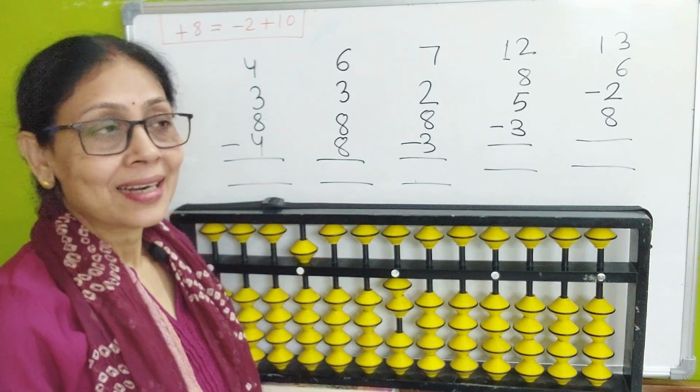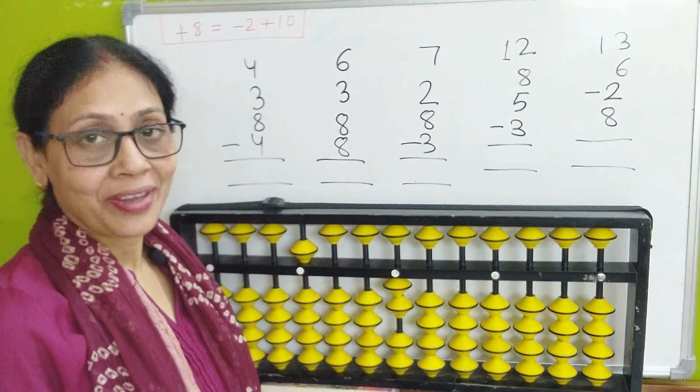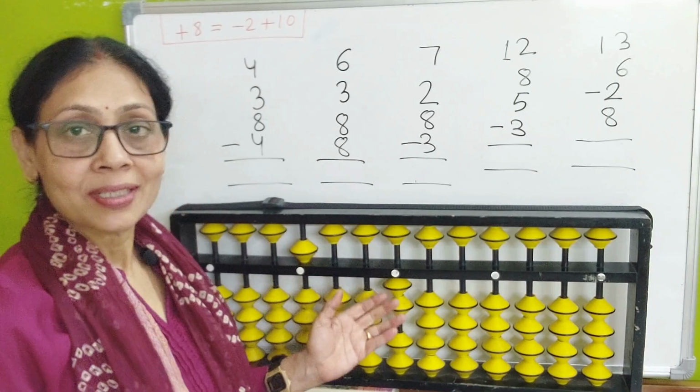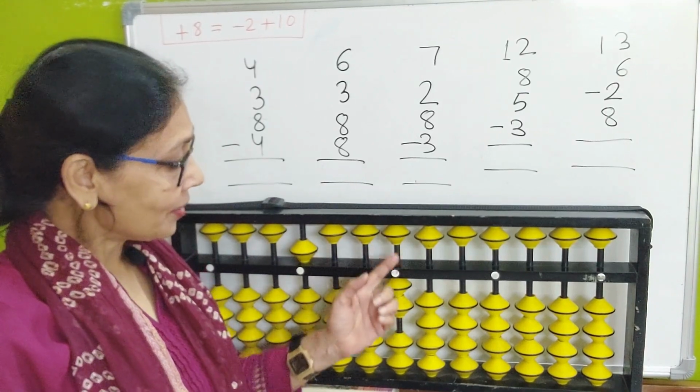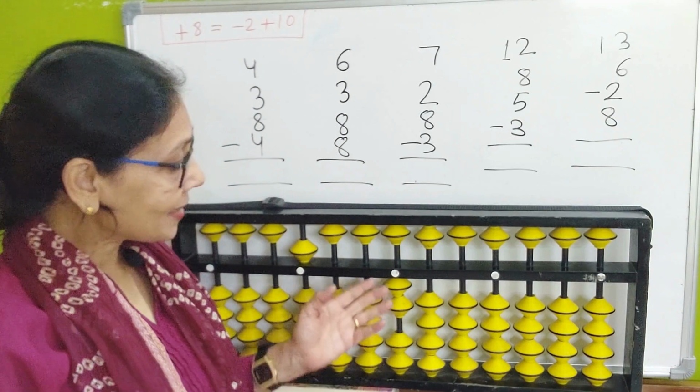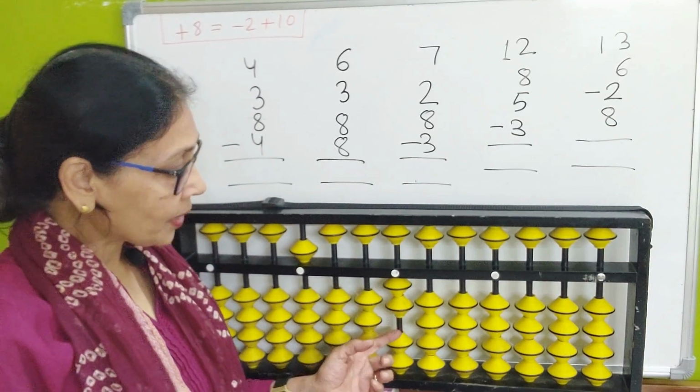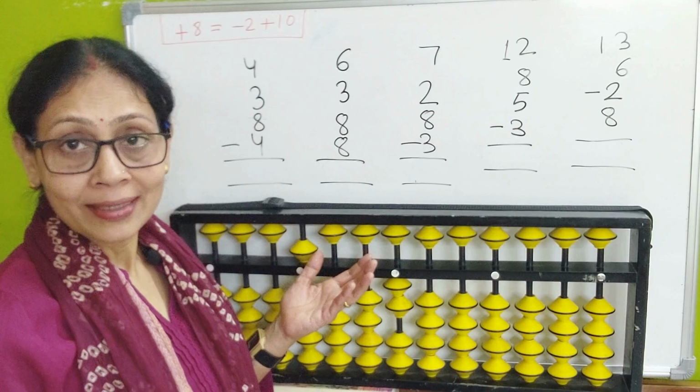Namaste children. We are going to learn today addition of 8. How to add 8 on the abacus. See, this is the ones rod and I set the abacus at 2. This is 2. If you have to add 8, how to add?